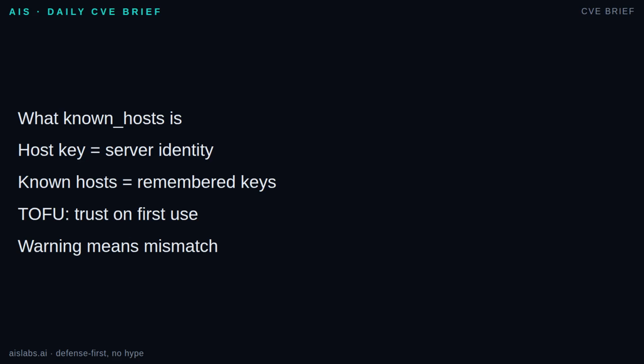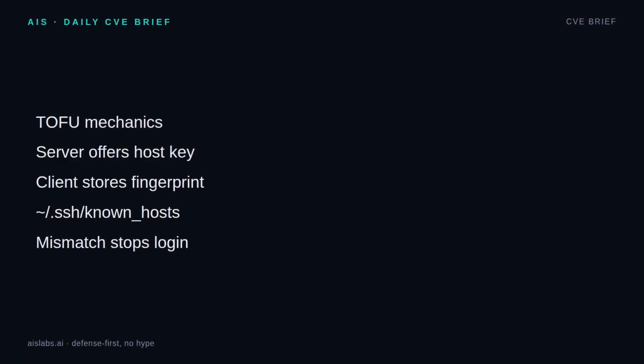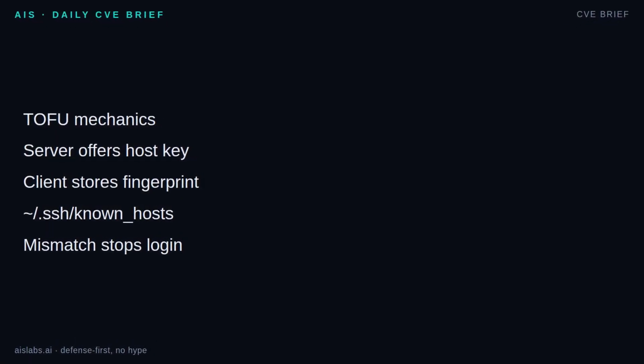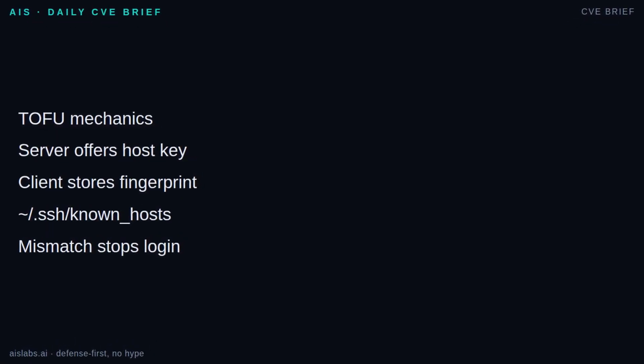After that, a changed key is not routine noise. It means the identity you remembered is not the identity answering now. Mechanically, the server sends a public host key during the SSH handshake. Your client checks known_hosts for the name you used, and usually the IP address too, depending on settings and previous entries. A known_hosts line contains host patterns, a key algorithm such as ssh-ed25519, the public key data, and sometimes a comment.